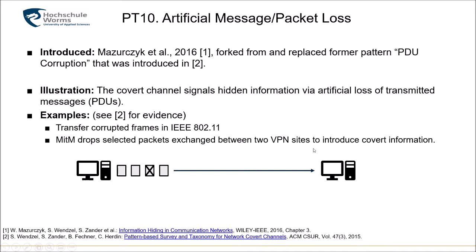Also here, in the example that I drew below, one could just send multiple packets, and then, for instance, the marked one is dropped or not even sent, and that packet loss would indicate the hidden information.